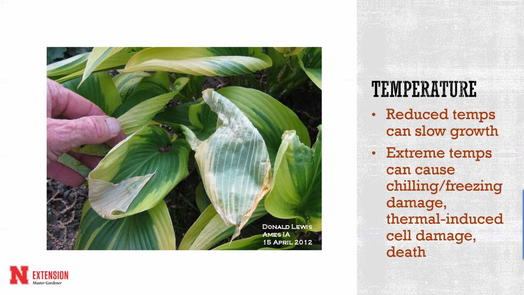We definitely see that in the fall, when the days get shorter and the temperatures get a little bit cooler, plants aren't growing quite as vigorously. Extreme temperatures definitely make a difference within your plants. Chilling and freezing damage can happen. Thermal induced cell damage and death can happen with temperatures.